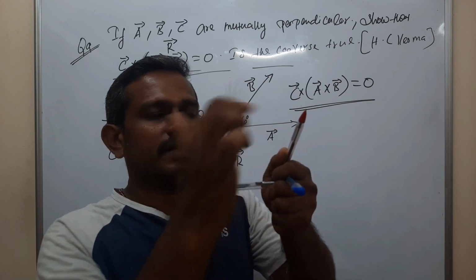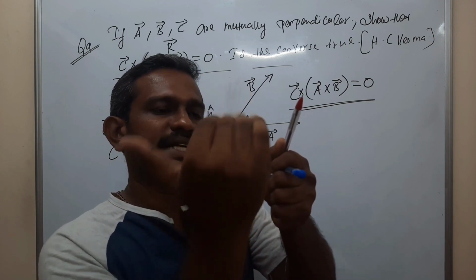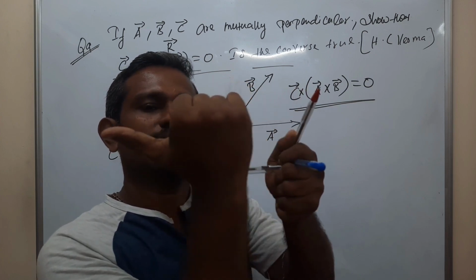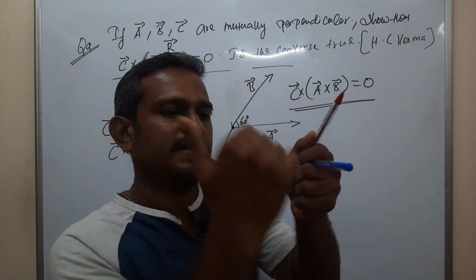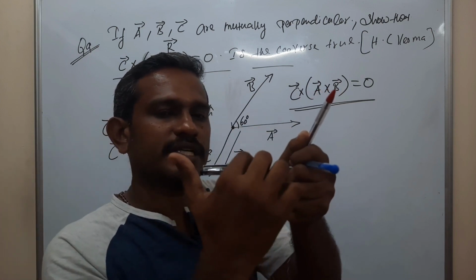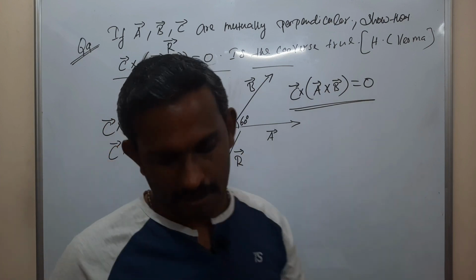What is A vector cross B vector? Use the right hand thumb rule. Curl your fingers from A vector to B vector. The thumb is acting in this direction, so C vector is in this direction. So the thumb and this C vector are parallel.